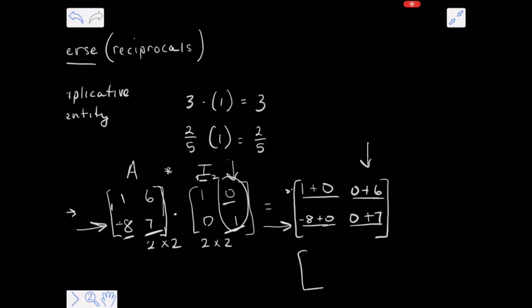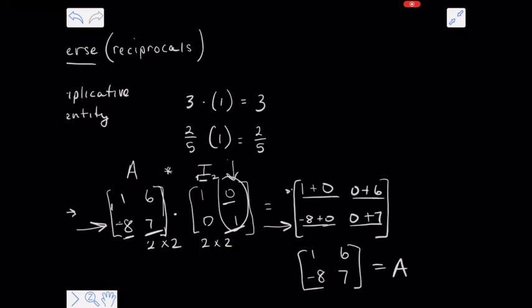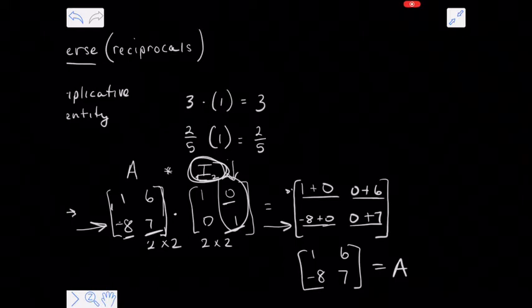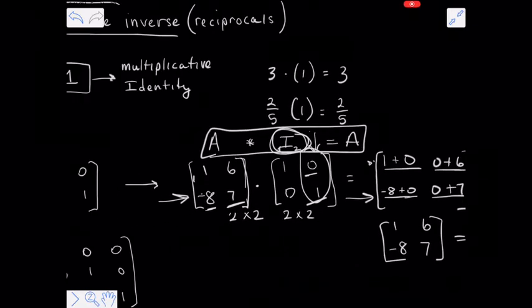Now that we have that, simplify, and what we ended up with is the same matrix we started with. All that really was meant to show you is that when you multiply it by an identity matrix, you end up with the same matrix. So A times the identity was equal to A, just like multiplying a number by the number 1.